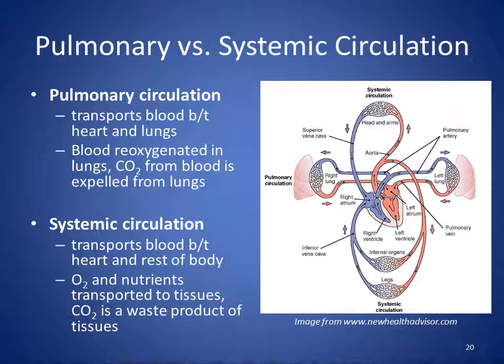This is in contrast to the systemic circulation. This transports the blood between the heart and the rest of the body. And of course, at the capillary level, oxygen and nutrients are transported to the tissues, and CO2 and other waste products are removed.